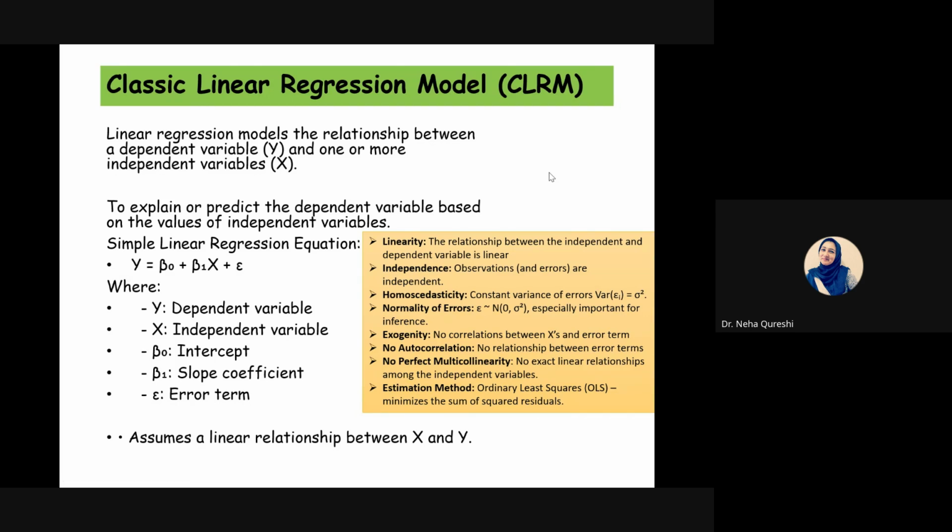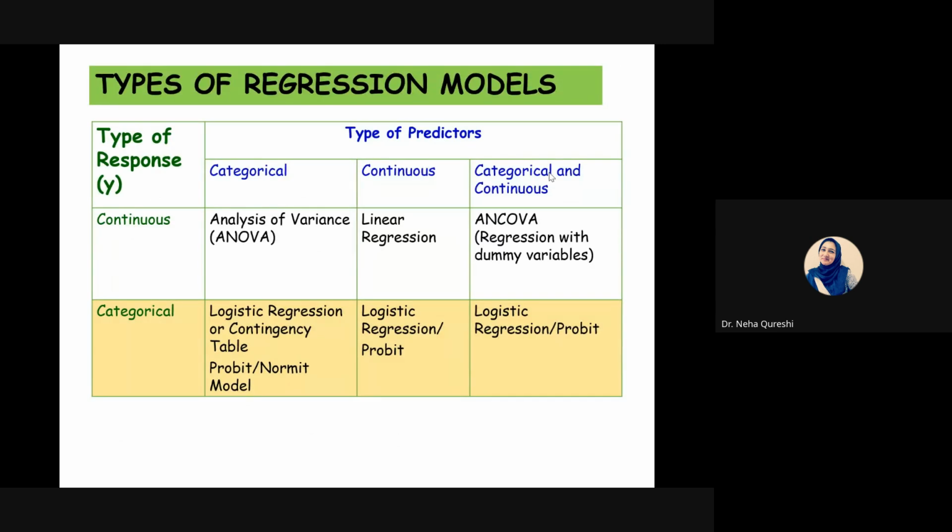Fine. So based on the type of dependent and independent variable, we have different types of regression models that we use very commonly in our analysis. So I have written type of response. Response is your dependent variable. If it is a continuous variable, and the type of predictors means your independent variables or X variables, or explanatory variables as we say. So if your Y is continuous and your X is categorical, that time we use ANOVA, which I already explained. When your Y is continuous and your X is also continuous, we use linear regression.